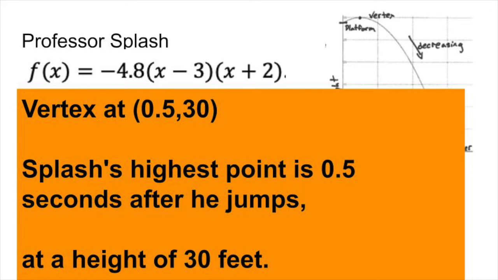Here's what I got. I said that the highest point was at x equals 0.5, and I know that x is the time in seconds. So that means the highest point that Professor Splash reached was half a second after he jumps, 0.5 seconds. And the 30 represents the height, so it means he reached a maximum height of 30 feet.